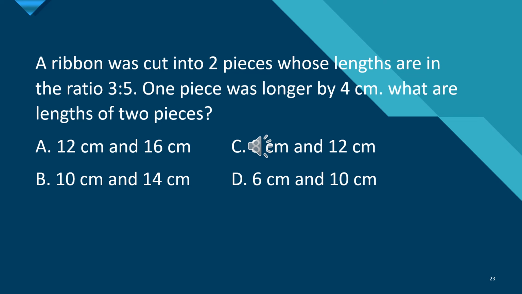Next problem, it says here, a ribbon was cut into two pieces whose lengths are in the ratio 3:5. One piece is 4 cm longer than the other. What are the lengths of the two pieces? A, 12 cm and 16 cm. B, 10 cm and 14 cm. C, 8 and 12 cm. Letter D, 6 and 10 cm.